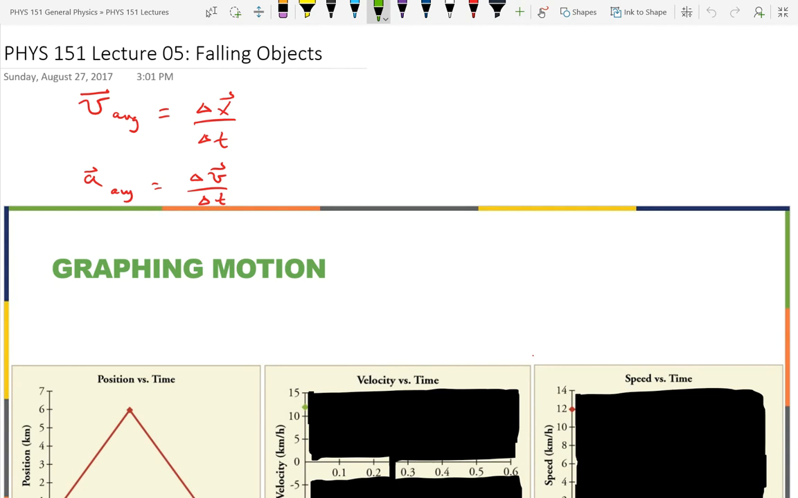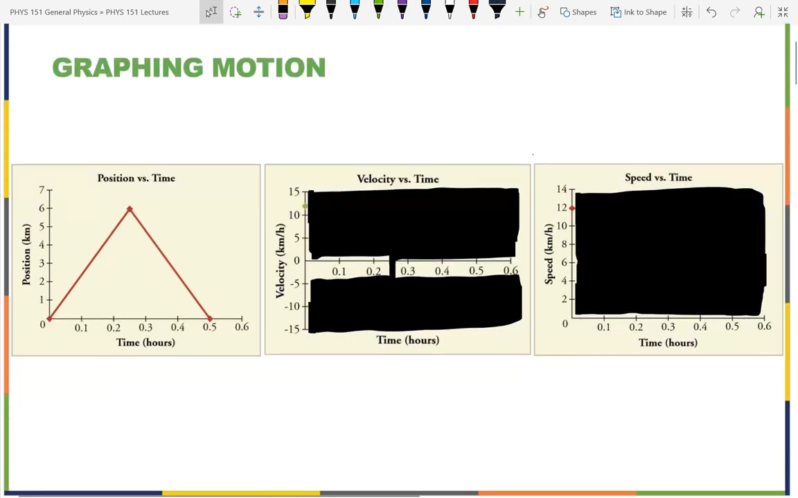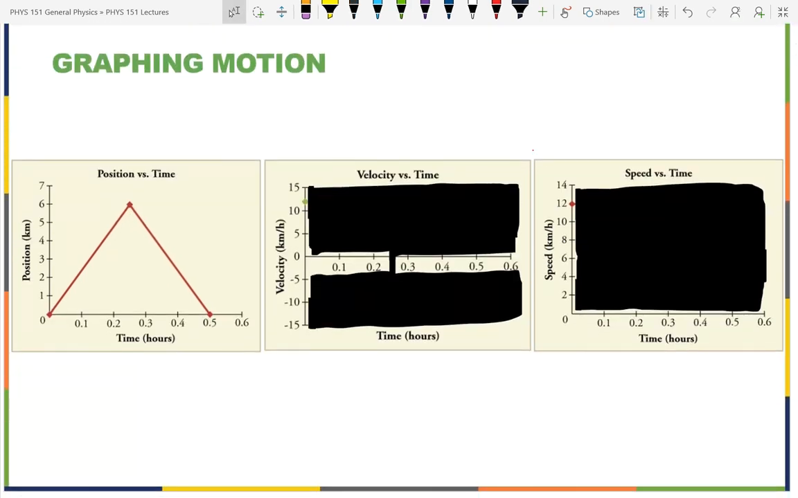And so in practicality, we're going to be using these as scalar equations, v average equals delta x over delta t. So the first type of graph we make for motion is a position versus time graph. If you look at this graph, tell me what kind of motion is represented in this graph. What happened to the object? It starts at position 0, right? And then what does it do?